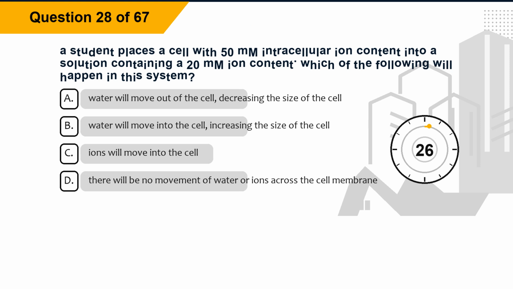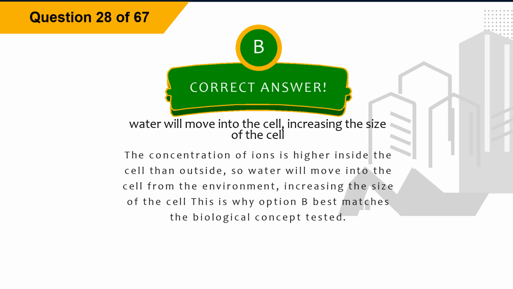Question 28. A student places a cell with 50 mM intracellular ion content into a solution containing a 20 mM ion content. Which of the following will happen in this system? Option A, water will move out of the cell, decreasing the size of the cell. Option B, water will move into the cell, increasing the size of the cell. Option C, ions will move into the cell. Option D, there will be no movement of water or ions across the cell membrane. The correct answer is option B, water will move into the cell, increasing the size of the cell. Explanation.